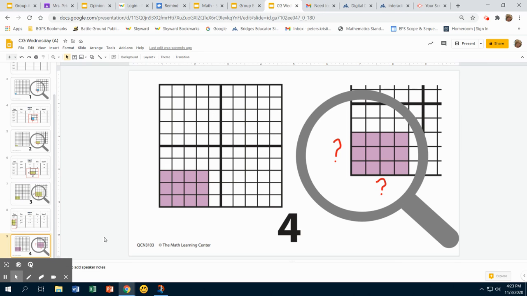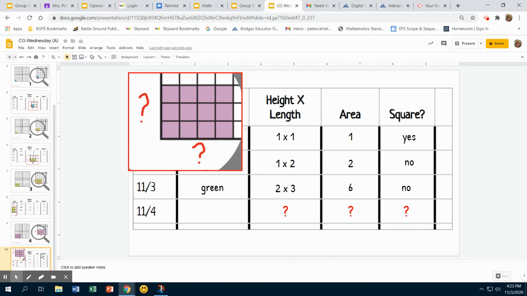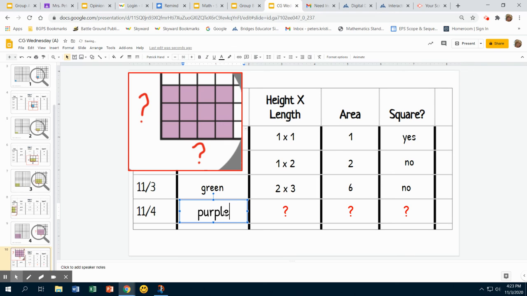Let's do some recording together. There it is. So the color was purple. When I look at that, I see that it is three high. And I see that it is four across, so I could count on: one, two, three, four. So it is three times four.